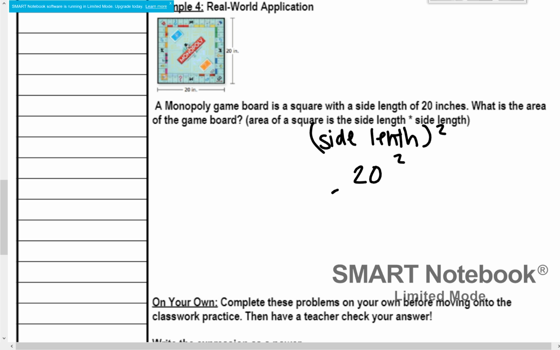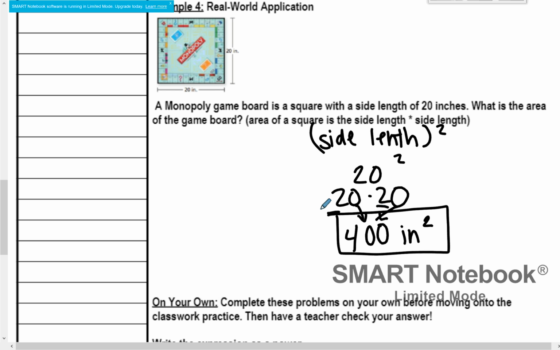Okay, and 20 squared is 20 times 20. I'm going to use a mental math trick of doing 2 times 2, which is 4, and then just drop both my zeros to make this 400. Last but not least, we have to label this answer. If it is 20 inches by 20 inches, meaning we're multiplying inches times inches, it is inches squared, which is our label for area.